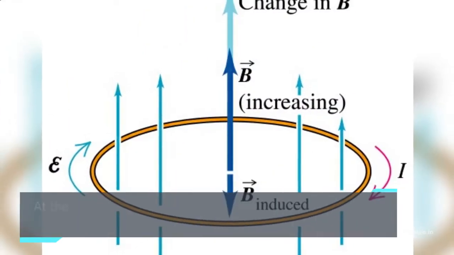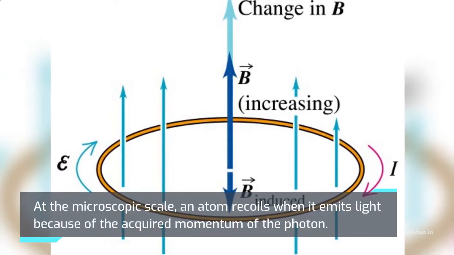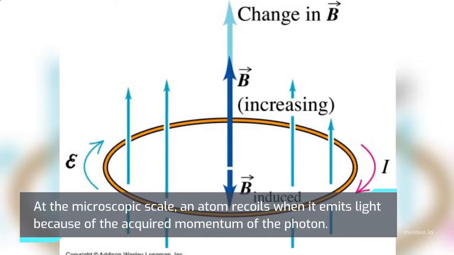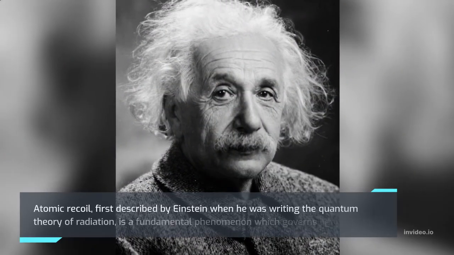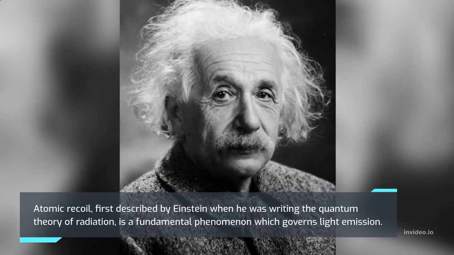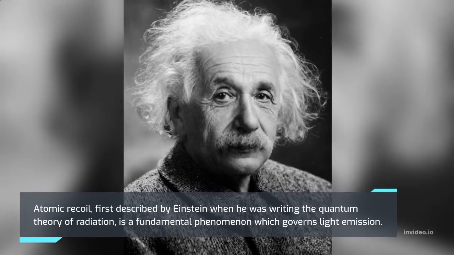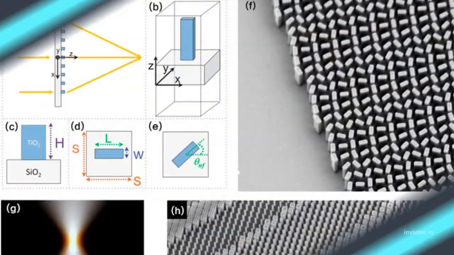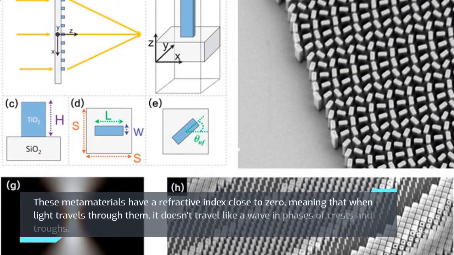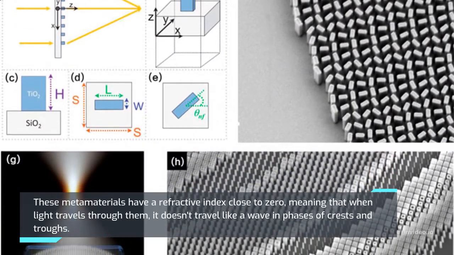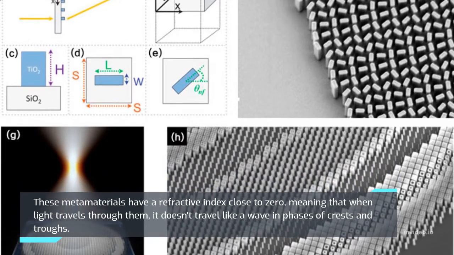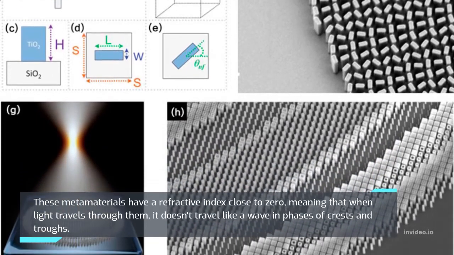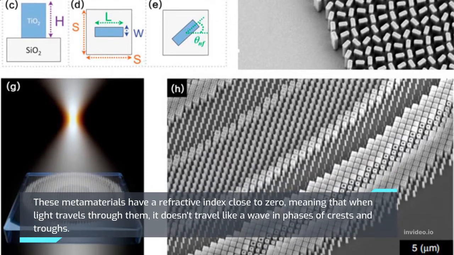At the microscopic scale, an atom recoils when it emits light because of the acquired momentum of the photon. Atomic recoil, first described by Einstein when he was writing the quantum theory of radiation, is a fundamental phenomenon which governs light emission. These metamaterials have a refractive index close to zero, meaning that when light travels through them, it doesn't travel like a wave in phases of crests and troughs.